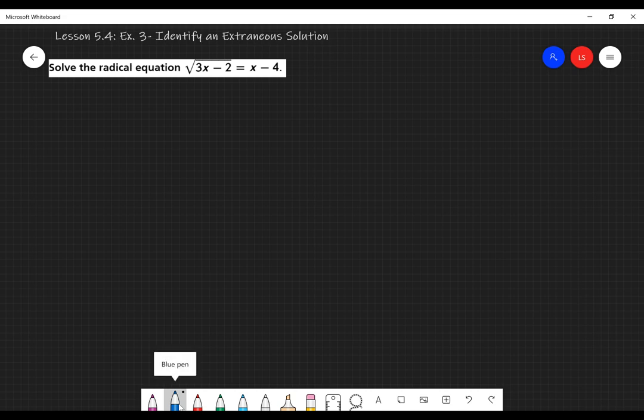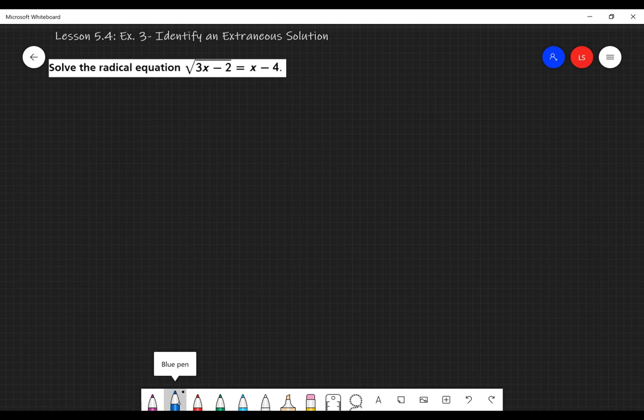This is lesson 5.4, example 3, and we're going to be going over identifying an extraneous solution. I had briefly talked about the fact that we are going to be doing this when we're checking our answers after we solve the radical equation. So they've given us a radical equation, the square root of 3x minus 2 equals x minus 4, and they'd like us to solve for x.